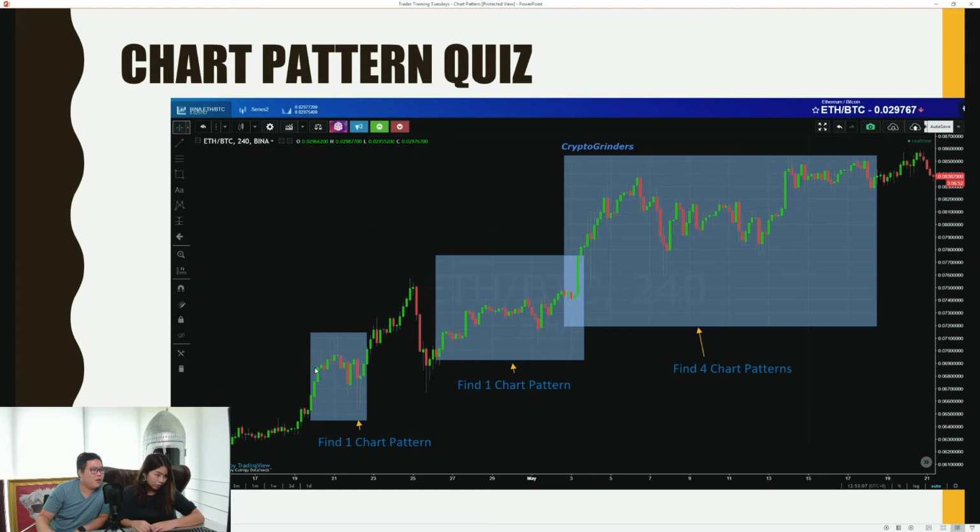Okay. So the first section shows the uptrend, and then there was this falling wedge. Yes, falling wedge, and then the uptrend again, right? Yes. So it's a falling wedge. Okay, done.